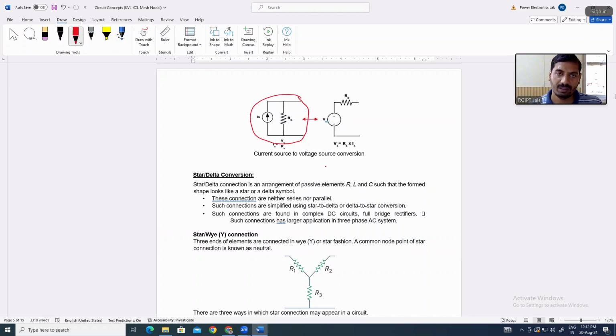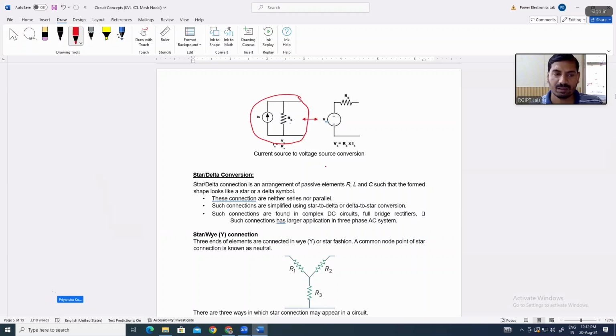If this scenario is there in any circuit, and you feel that by converting to a voltage source the circuit will be easier to solve, you can convert it into a voltage source and use it. So the value of the voltage source Vs will be equal to Rs into Is, and the same resistance Rs will be connected in series with that voltage source.